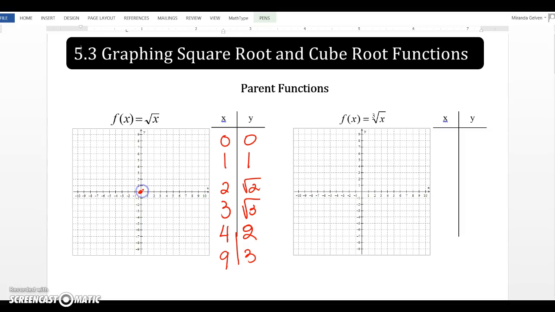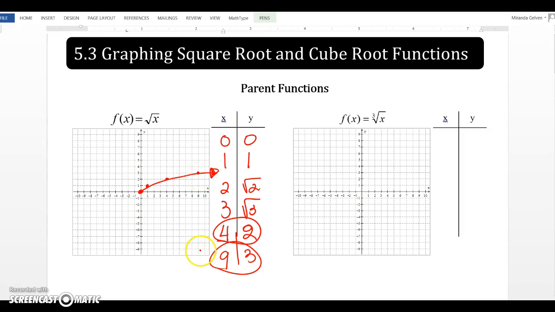So I've got 0, 0, 1, 1. I'm going to plot 4, 2, and 9, 3. Again, easy, nice whole numbers to pick. And then I'm going to go ahead and connect the dots. And it looks like this. Again, notice here we have a stopping point at 0, 0. There's no graph to the left because if I try and square root a negative, I'm going to get no real solution. So this is the parent function of the square root of x. It has a basic kind of half moon shape, and that's it.